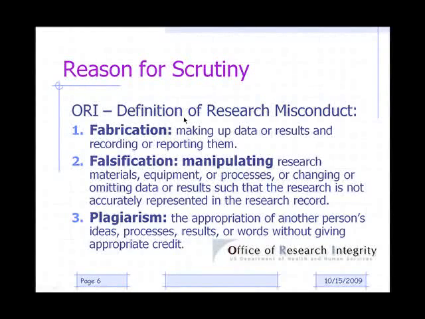Garbage in, garbage out is the old saying. And of course, when it is with malintent, there's fabrication: making up the data or results, and recording or reporting them. Falsification: manipulating the research materials, equipment, or processes, or changing or omitting data or results such that the research is not accurately represented in the research record.